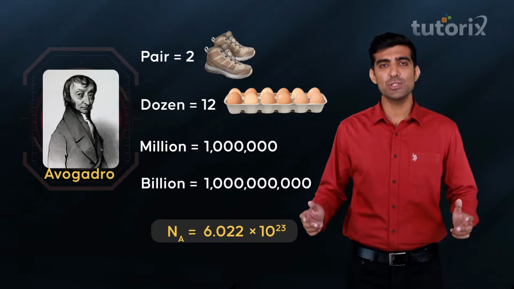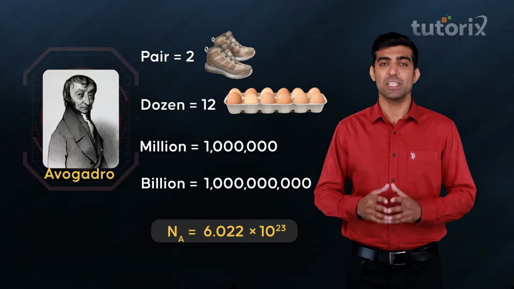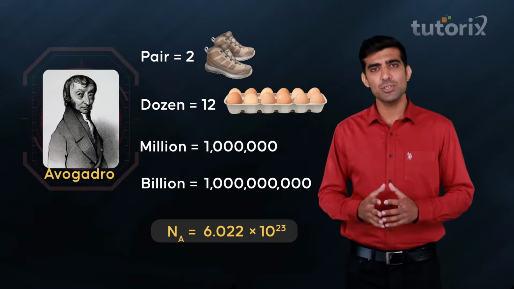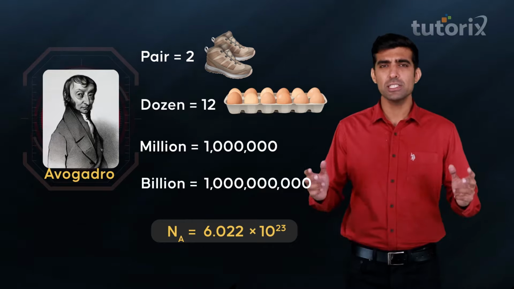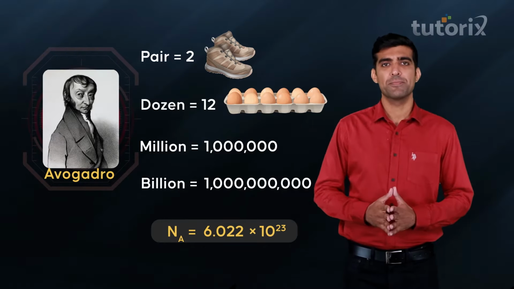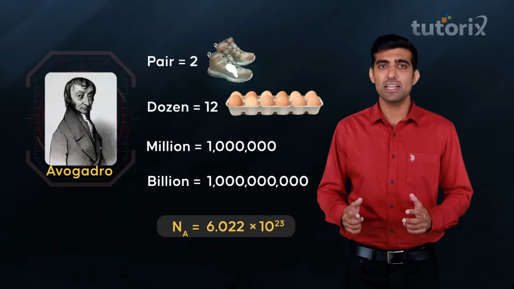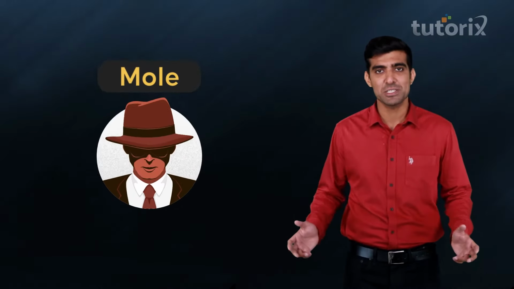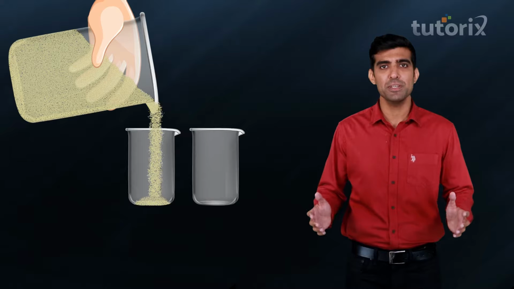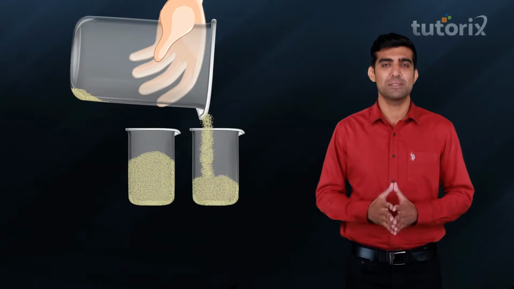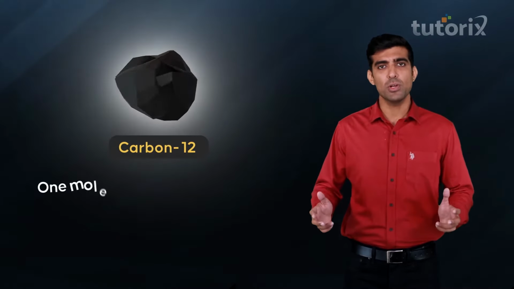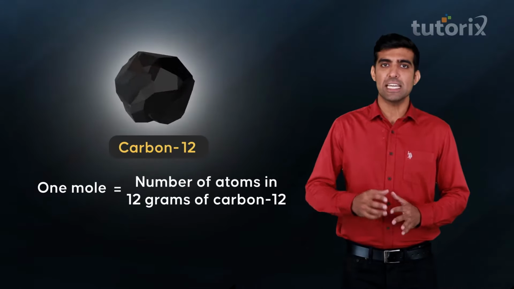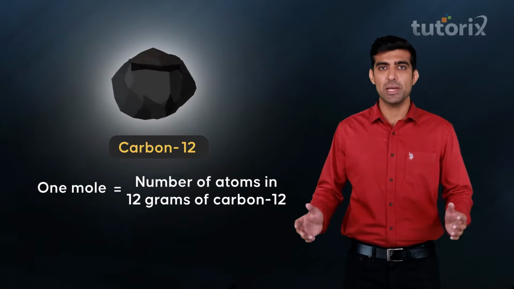It is simply used to represent quantities. But the question is, why did Avogadro come up with such a number? What is so special about this number? To answer that, let us go back to the concept of mole. Here, mole does not mean an informant or a spy. It refers to a number or quantity of a substance. We define 1 mole as the number of atoms in 12 grams of carbon 12.